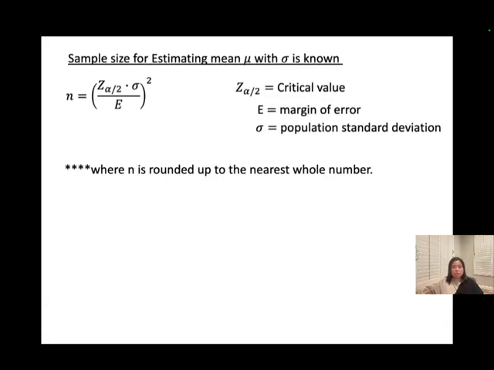Then after we construct the confidence interval, we want to determine the sample size for estimating the mean when the population standard deviation is known. You will have this formula. Sample size n equals the critical value times the population standard deviation, divided by the margin of error. And the sample size is always a whole number. I want you guys to round up to the nearest whole number. Always round it up, okay?